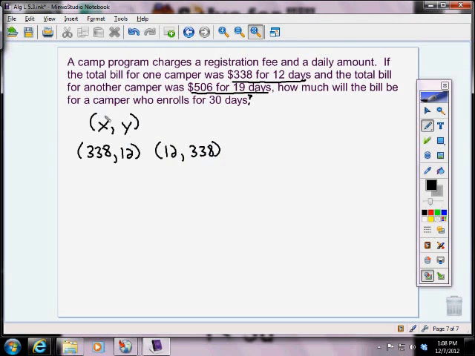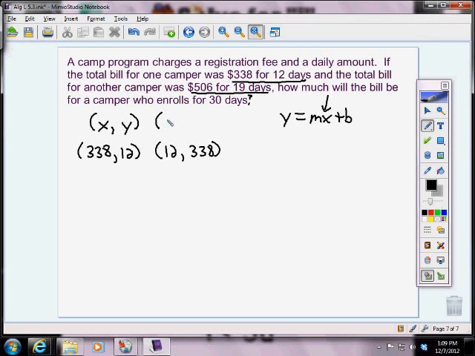What I want you to think of is the fact that x represents our independent variable. When we use slope-intercept form, we're plugging a value in for x to get y, so y is dependent on x. So look at this right here. $338 depends on 12 days. Meaning if I change 12 days to 7 days, the amount of money I'd have to pay would change. So the amount of money is dependent on the number of days we stay at camp. It makes sense. If you're going to go to a 7-day camp, that's going to cost less than if you go to a 30-day camp.